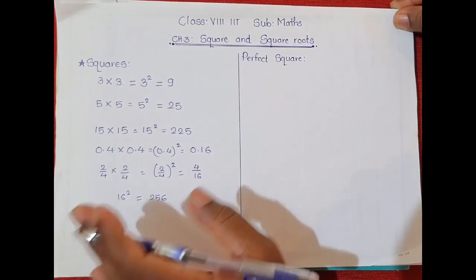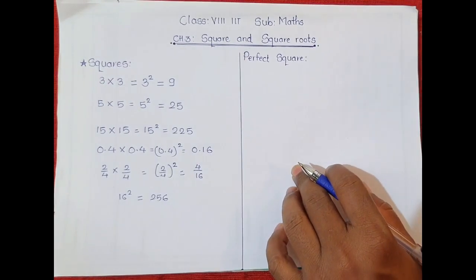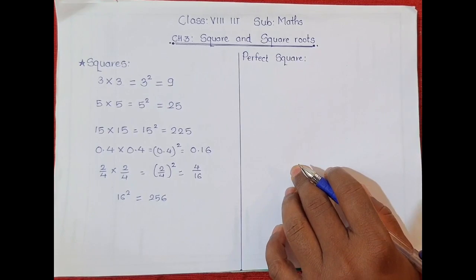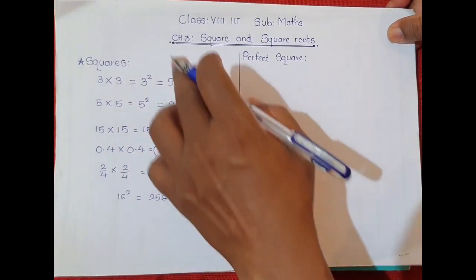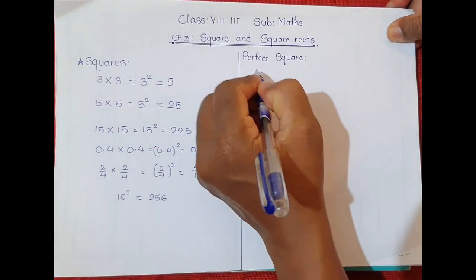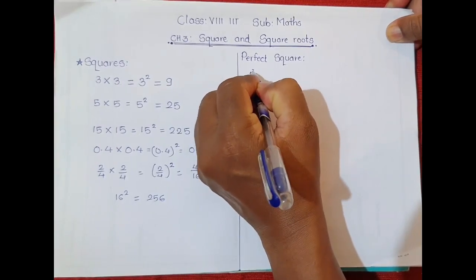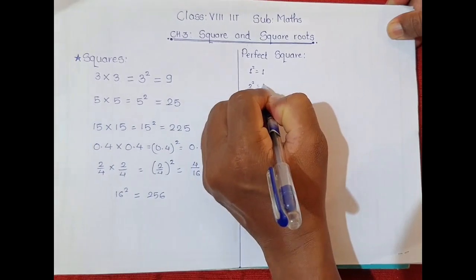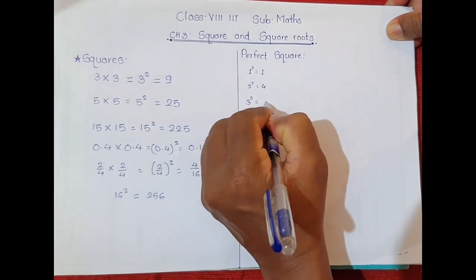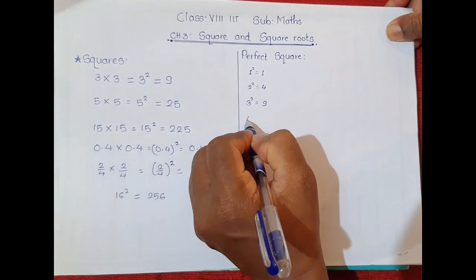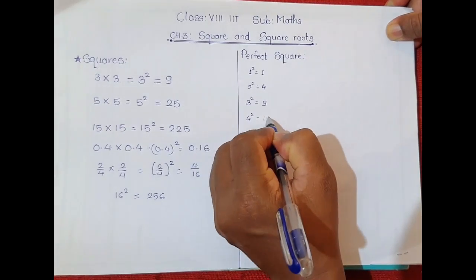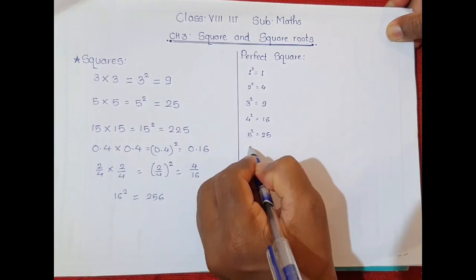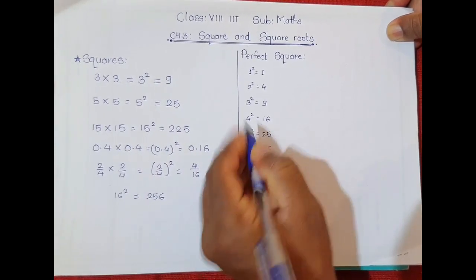Okay. So now let us learn the next concept in this, that is perfect square. What is meant by perfect square? See, as we have seen here, square of 1 is 1, 1 ones are 1, square of 2 is 2 2s are 4, square of 3 is 3 3s are 9, square of 4 is 4 4s are 16, square of 5 is 5 5s are 25, square of 6 is 6 6s are 36, and so on.